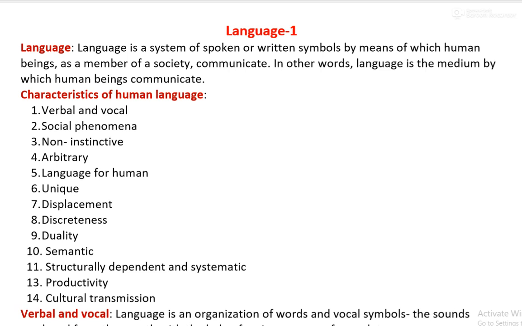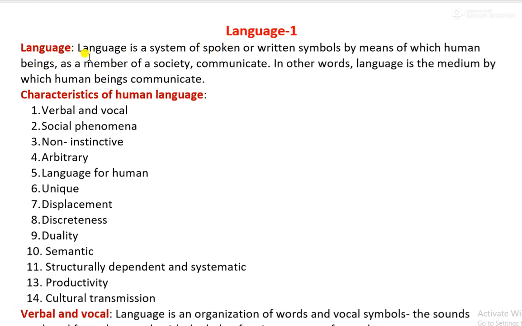Today I am going to discuss Linguistics-1: language. Hope you will remain with me till the end. Let us start our discussion. First, we are going to discuss what is language.